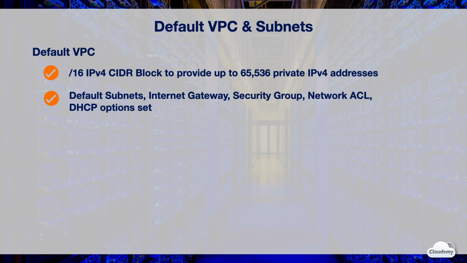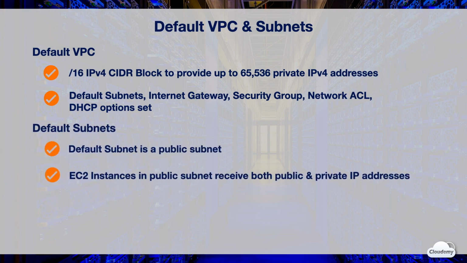The internet gateway connects to your default VPC, so your resources inside the VPC can reach the internet. The default security group and network ACL act as firewalls. The default DHCP option set specifies the Amazon provided domain name server for AWS assigned DNS. The default subnet is a public subnet, as the main route table sends the subnet's traffic that is destined for the internet to the internet gateway.